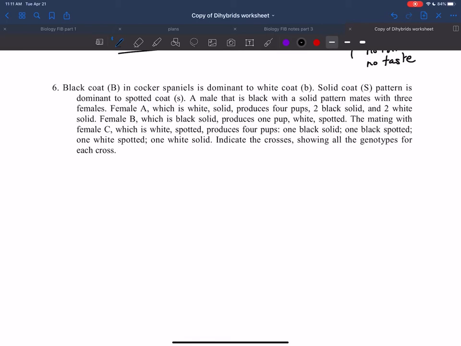Black coat for Cocker Spaniels is dominant over white. Solid is dominant over spotted. So I have a male that is black with solid pattern, and he mates with 3 females. Female A is white and solid. So she has like that. I don't know what the other one is, so I'm going to leave it blank. Female B is black and solid, and female C is white and spotted.